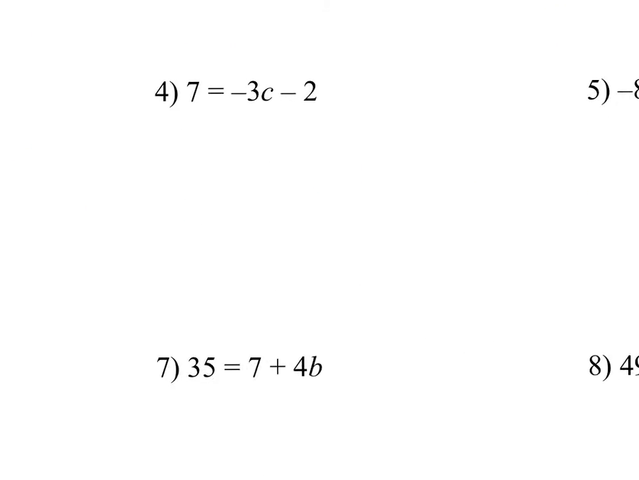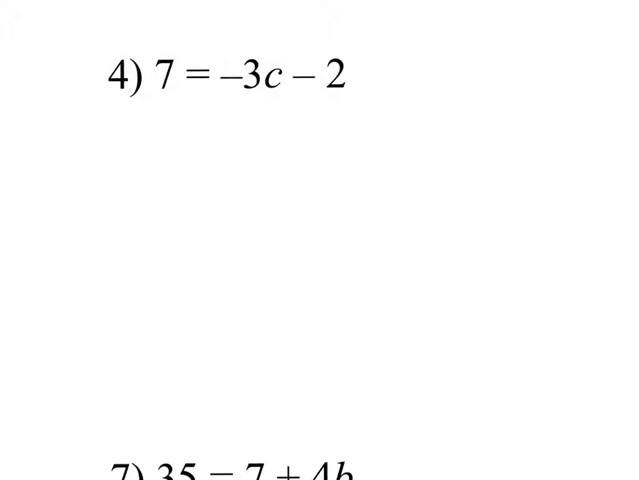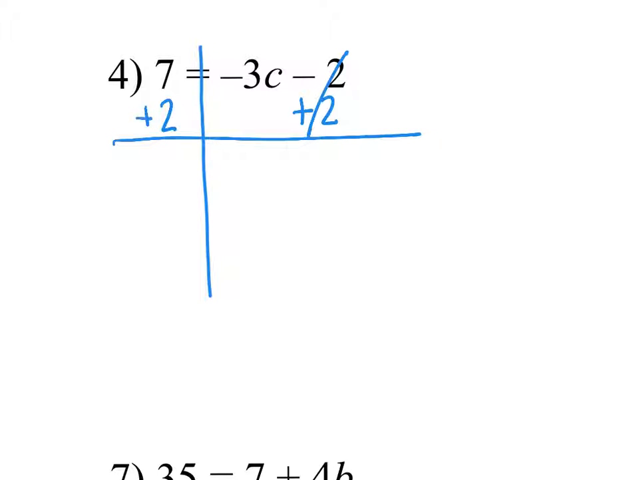Okay, number 4. What are we solving for? C. So we got to move everything away from C. What's next to C? Minus 2. So what's the opposite of minus 2? Add 2. And then negative 3C. 7 plus 2 is 9.